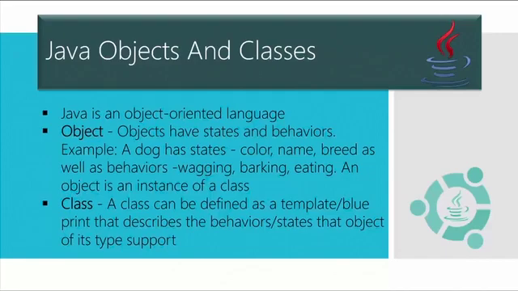An object is an instance of a class. In other words, all these objects are put together in a particular class. So think of a class as a standard classroom with a bunch of students. So you may have a classroom that contains 20 students. You may have a class that contains 200 students. So a class can be defined as a template or a blueprint that simply describes the behavior or the states that an object of its type support.